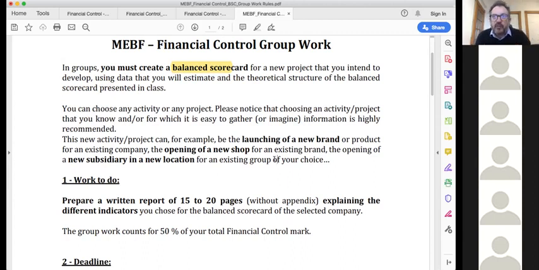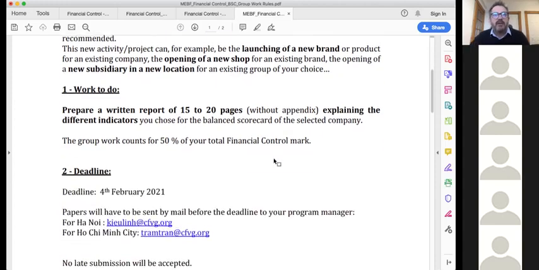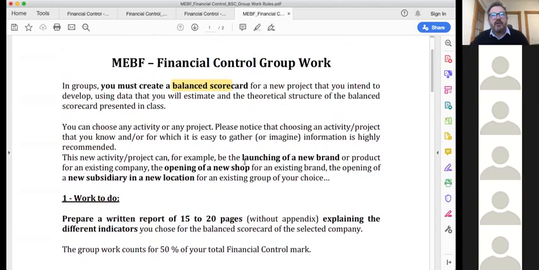So the job you will have to do in the balanced scorecard is to imagine the balanced scorecard, which we will discuss tomorrow, but for a new activity that you launch, okay? So maybe if you have the time, discuss this together. If not, we will still have 1 hour to discuss that after I present the theory about the balanced scorecard tomorrow. So please read this document at least. Imagine what it could be: launching of a new brand, opening of a new shop, or a new subsidiary in a new location. So it's like you create something, okay?